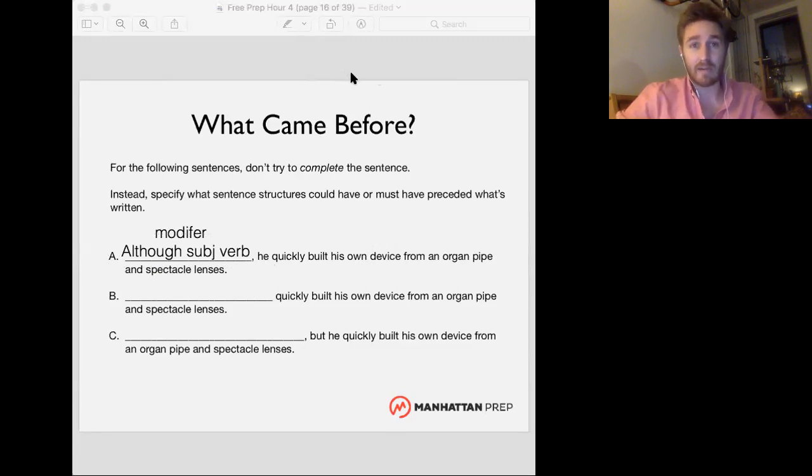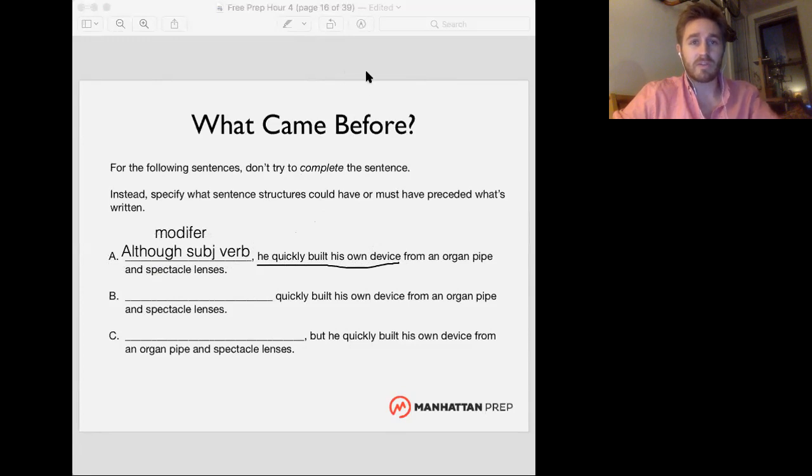But here's what it can't be. It can't be an independent clause because this right here is an independent clause. He quickly built his own device. And so I just know that what comes before can't be an independent clause because that would be a comma splice, a run-on sentence. All right.